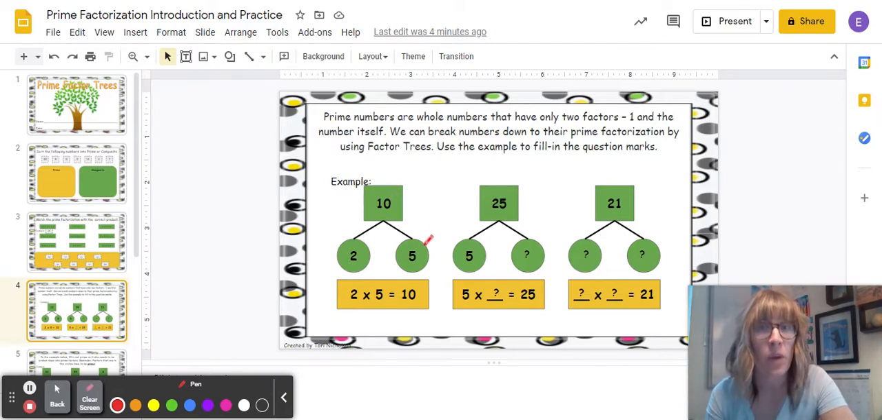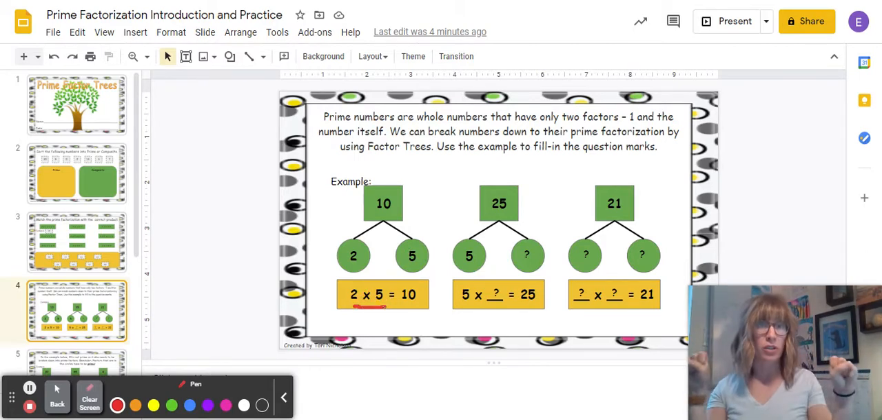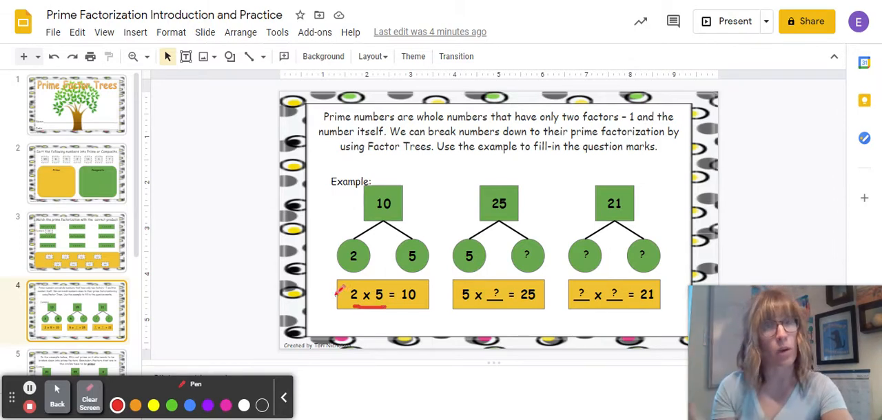So what times what can get 10? Well, we know that 2 times 5. So the prime factorization, or the special string of prime numbers that you can always multiply together to get 10, is 2 times 5. You could also add 1 in there, but we know 1 is a special case. It's not exactly prime.